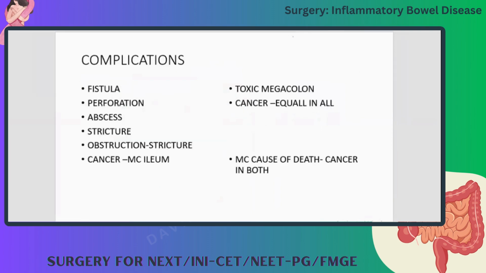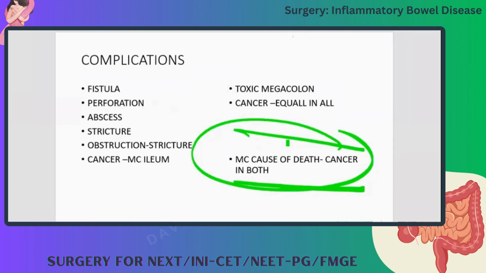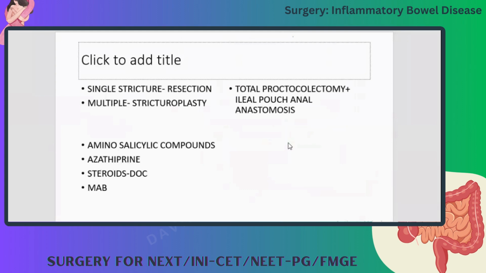Complications. The most common cause of death in both is cancer. They are pre-malignant conditions. They move on to cancer. Sir, is Crohn's pre-malignant? Yes, both are pre-malignant. Ultimately, they will lead into malignancy.